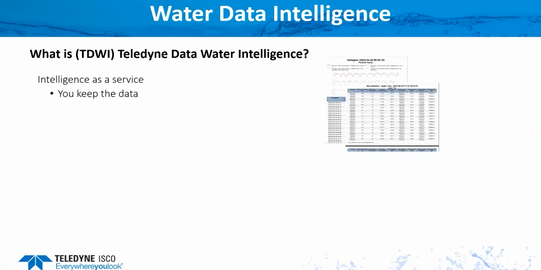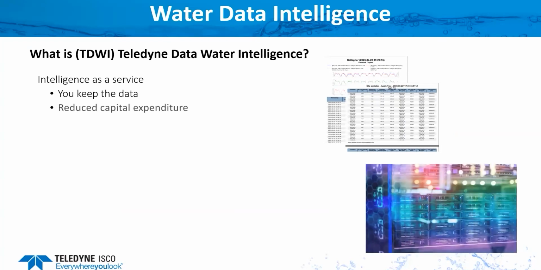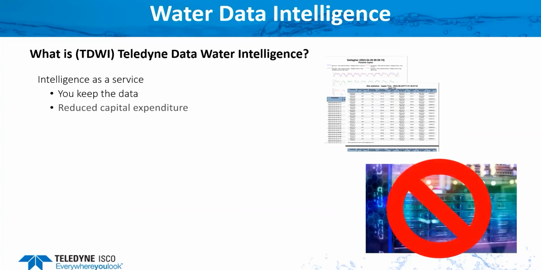So what is intelligence as a service? Essentially, you keep the data. Really, at the end of the day, that's what you're looking for is the data, regardless of the flow meter that's out there. We're going to discuss how we can use this to reduce your capital expense. So we have solutions so that you no longer need to have a server, which you need to purchase and maintain, which then removes the IT involvement, which is going to lower your cost and make things much easier.